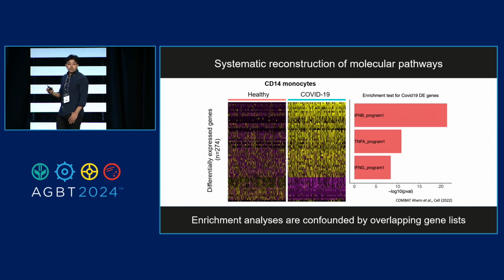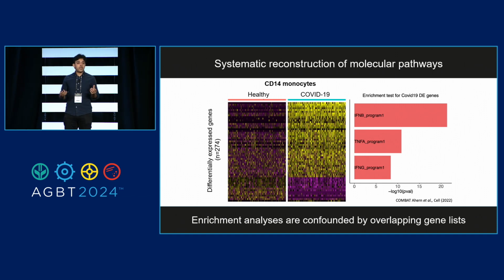So now we can go back to our original problem. This is the heat map I showed you in the beginning. There are hundreds of genes that change. We know that in COVID, there's going to be some sort of inflammation, for example, in our monocytes. If we do an enrichment analysis on our data, we see multiple pathways come up. We see interferon beta, TNF alpha, interferon gamma. One possibility is that all of these different pathways are changing. There's some sort of cytokine storm.